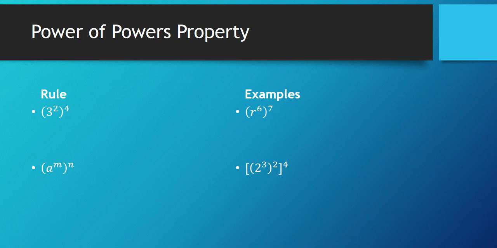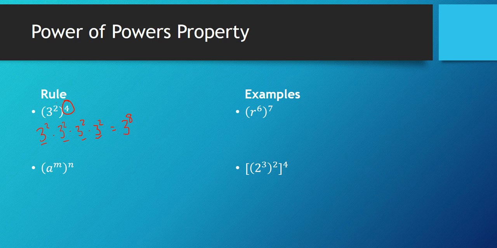Our next rule is the power of powers property. So let's look at this, see if we can figure out the rule. So we have 3 to the 2nd to the 4th power. So I have 2 exponents. So this 4th power means I need to have 3 to the 2nd 4 times. And now we can use our previous rule. When I'm multiplying in the same base, I can add my exponents. So 2 plus 2 is 4, plus 2 is 6, plus 2 is 8.